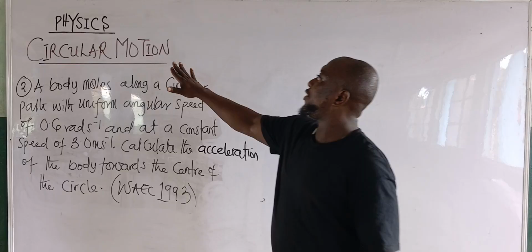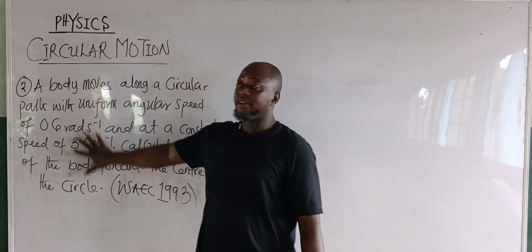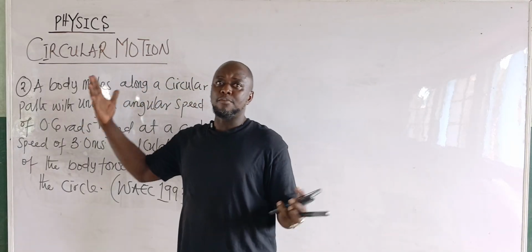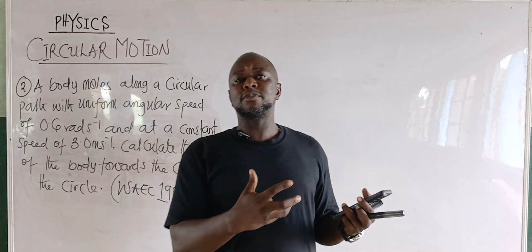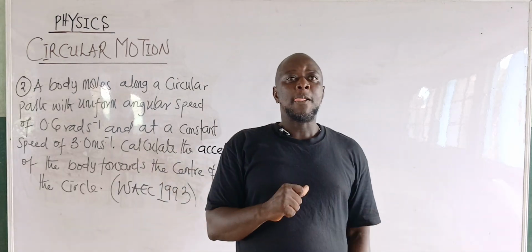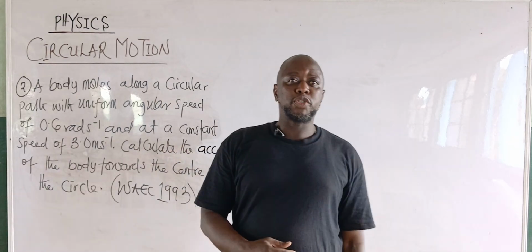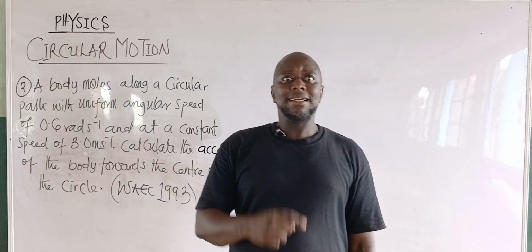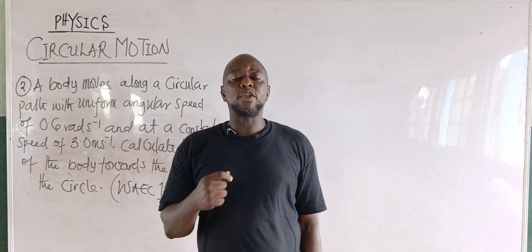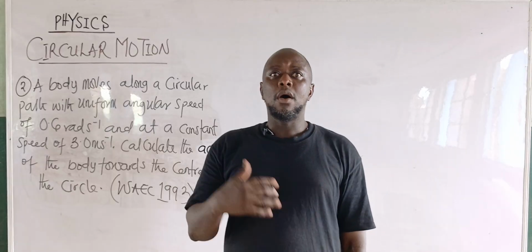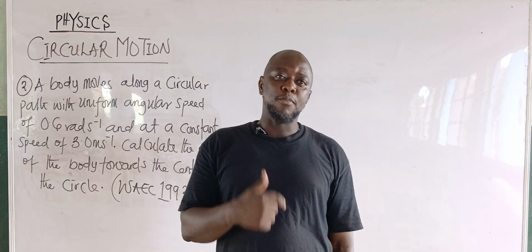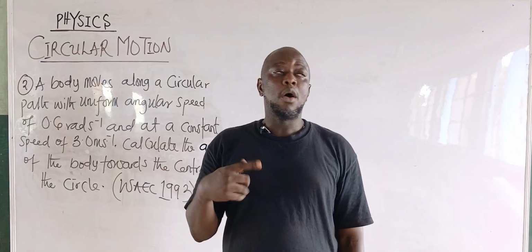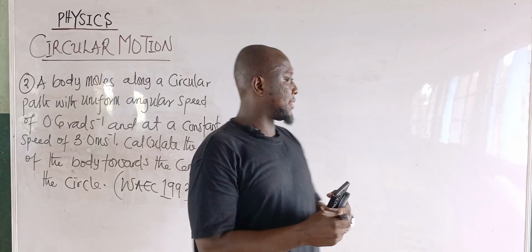Now, before we calculate this question, let's talk about circular motion and some other terms to be used in circular motion. So first, what is circular motion? Circular motion can be defined as the motion of an object in a circle or a circular path.